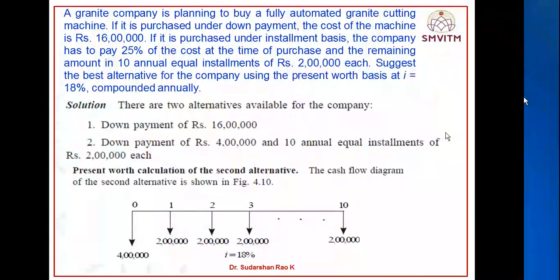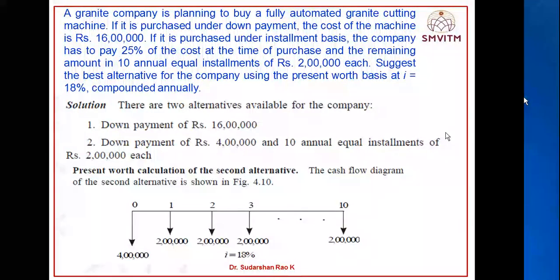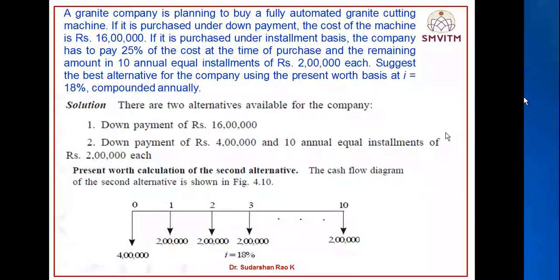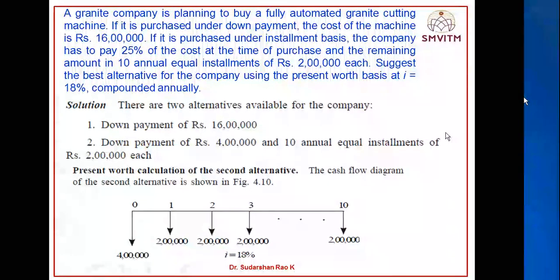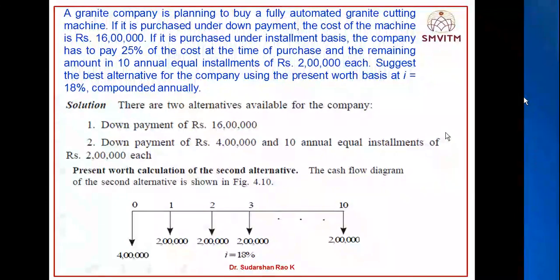So one alternative is a 16 lakh down payment, purchasing with the complete down payment, and the other alternative is paying 25% of this, that is 4 lakh, in the beginning and 2 lakh every year for 10 years. The first alternative is 16 lakh only. The present worth of the first alternative is 16 lakh only. Whereas the second alternative is a down payment of 4 lakh rupees, that is 25% of the 16 lakh, and 10 annual installments of 2 lakh each, and the interest is 18% compounded annually.